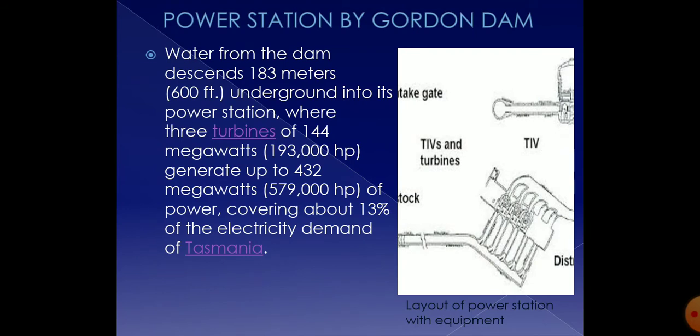Now, power station by Jordan Dam. Water from Jordan Dam descends 183 meters underground into its power station, where three turbines of 144 megawatts generate up to 432 megawatts of power, covering about 13% of electricity demand in Tasmania.